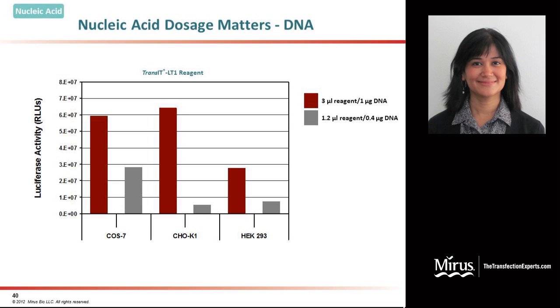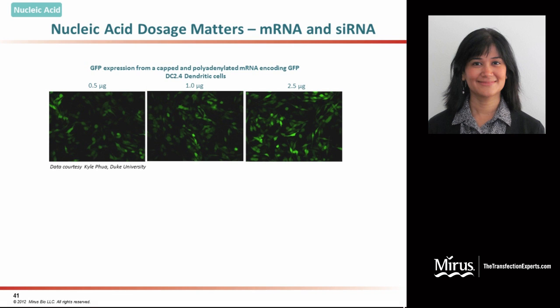Here is an example of how DNA dosage increases expression. In the red bars here is the ratio of 3 microliter reagent to 1 microgram DNA for 3 different cell types, COS7, CHO-K1, and HEK293. The gray bars represent the same ratio of the reagent to nucleic acid, but here the amount of nucleic acid is almost threefold lower, 0.4 microgram DNA. As you can see here, there is a corresponding decrease in the level of expression with the lower dosage of DNA. This dosage theme continues through other nucleic acid substrates such as mRNA.